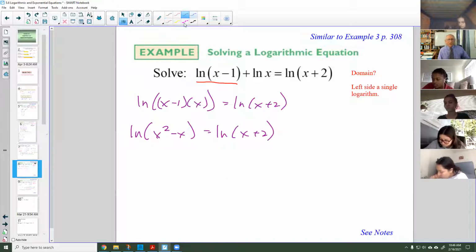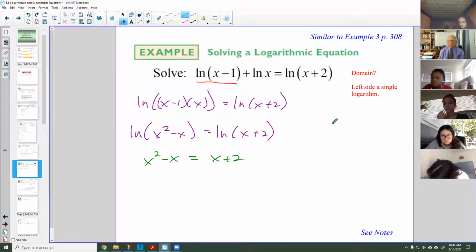Well, I have a logarithm of the same base. So this is telling me that x squared minus x is equal to x plus 2.